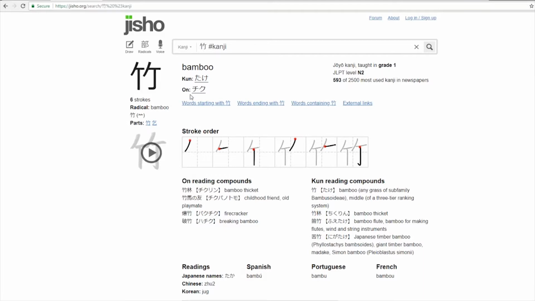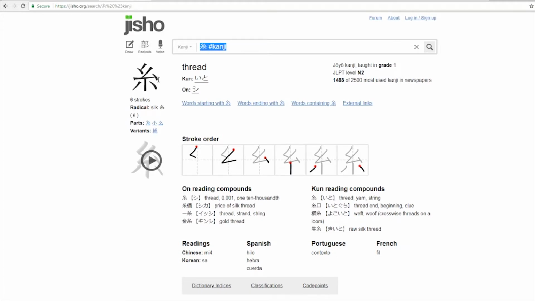This one here is bamboo. So some people think of it as like the teeth of a panda eating the bamboo. I just think it looks straight up like bamboo shoots, basically a pictograph. The kunyomi for this one is going to be take, and the onyomi is going to be teku.